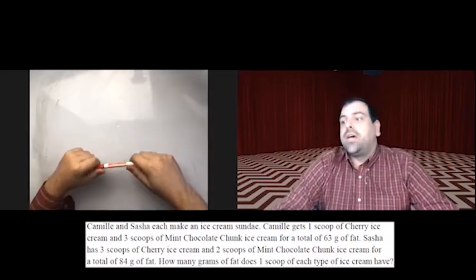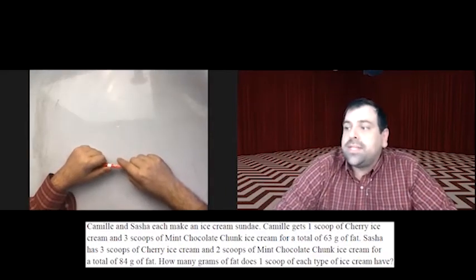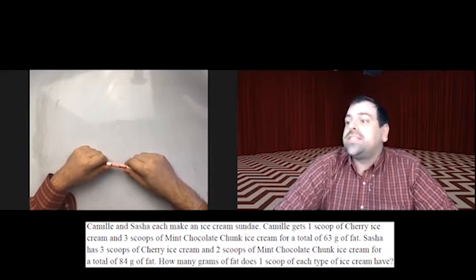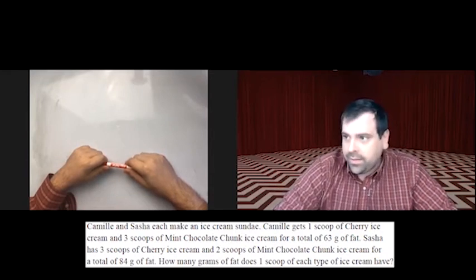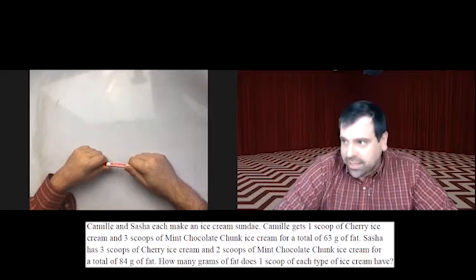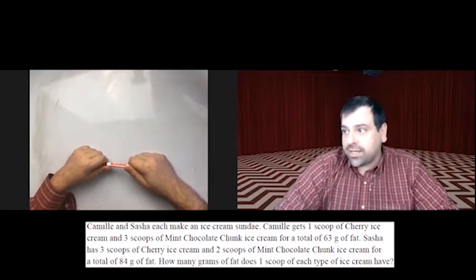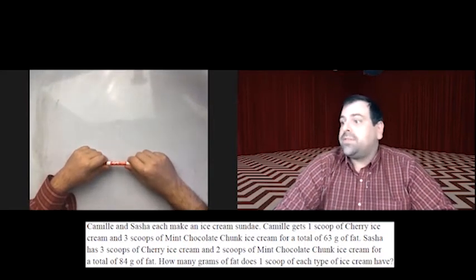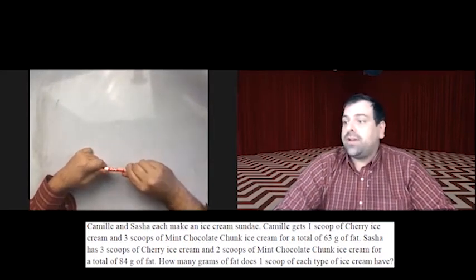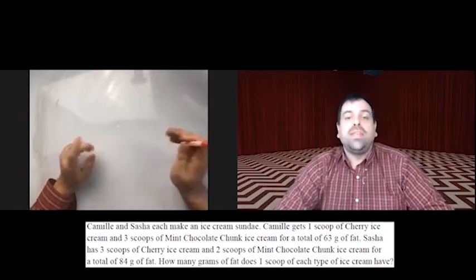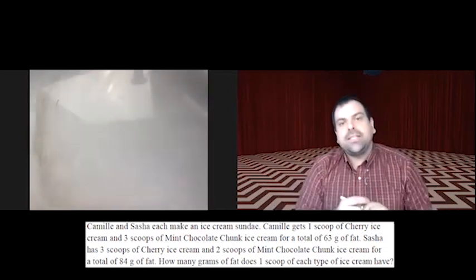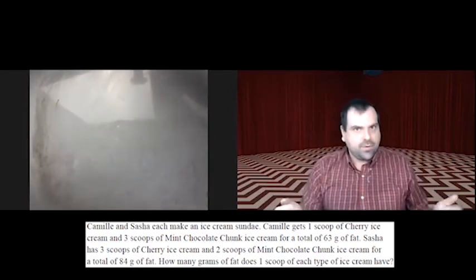Camille and Sasha each make an ice cream sundae. Camille gets 1 scoop of cherry ice cream and 3 scoops of mint chocolate chunk ice cream for a total of 63 grams of fat. Sasha has 3 scoops of cherry ice cream and 2 scoops of mint chocolate chunk ice cream for a total of 84 grams of fat. How many grams of fat does 1 scoop of each type of ice cream have? With this information, we are able to answer that question. And we're able to answer it by first setting up a system of equations.